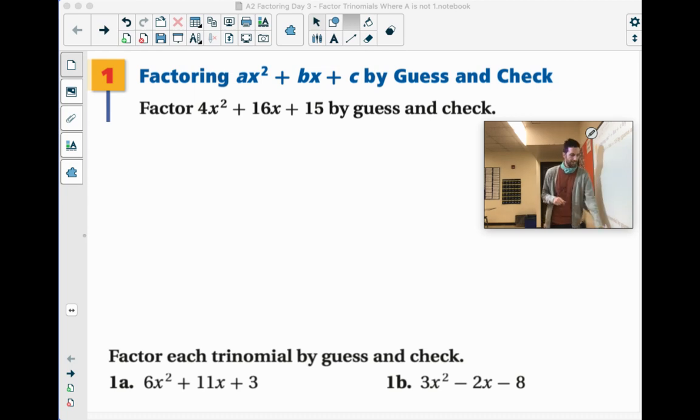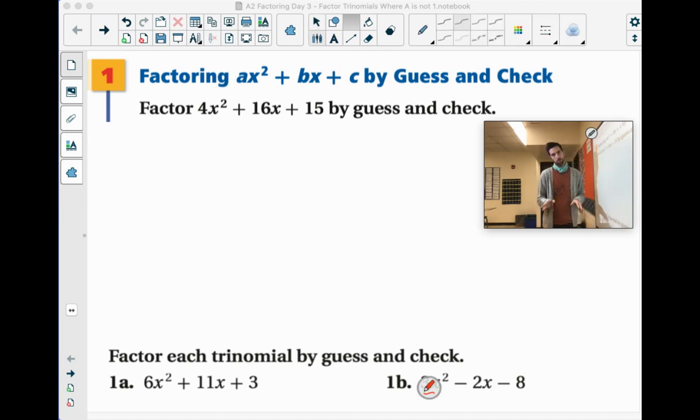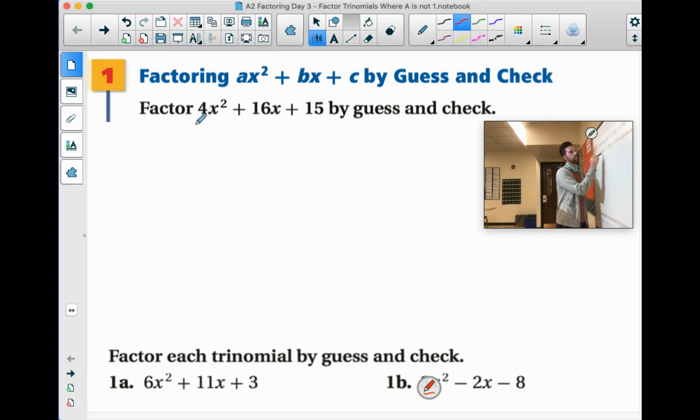Okay, look, today we're going to factor trinomials where a is not equal to 1. So in this case, a is 4, which throws a bit of a wrench into our system that we did last time. First thing I always want you to check for is the greatest common factor. If there is a greatest common factor to factor out, do it right away.